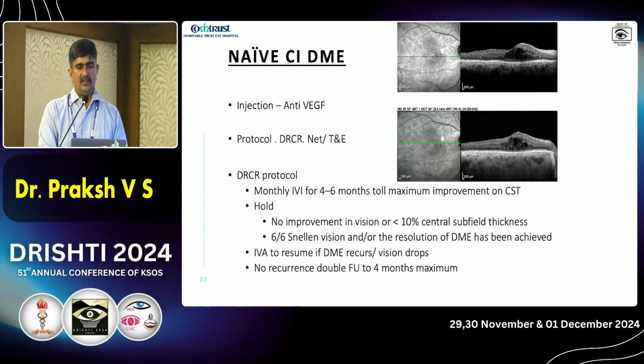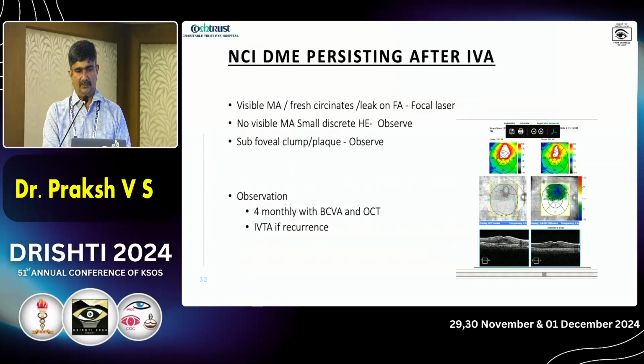Then you have the center involving DME with vision loss. Here we usually follow the drcr.net protocol, where you inject monthly for 4 to 6 months till you get maximum improvement in macular edema. If the macular edema goes completely, well and good, you can stop injection. Otherwise, if after 2 injections there is still no improvement, then you can withhold injection and see what is happening. If the macular edema is recurring, then again you have to go back to your injection protocol.